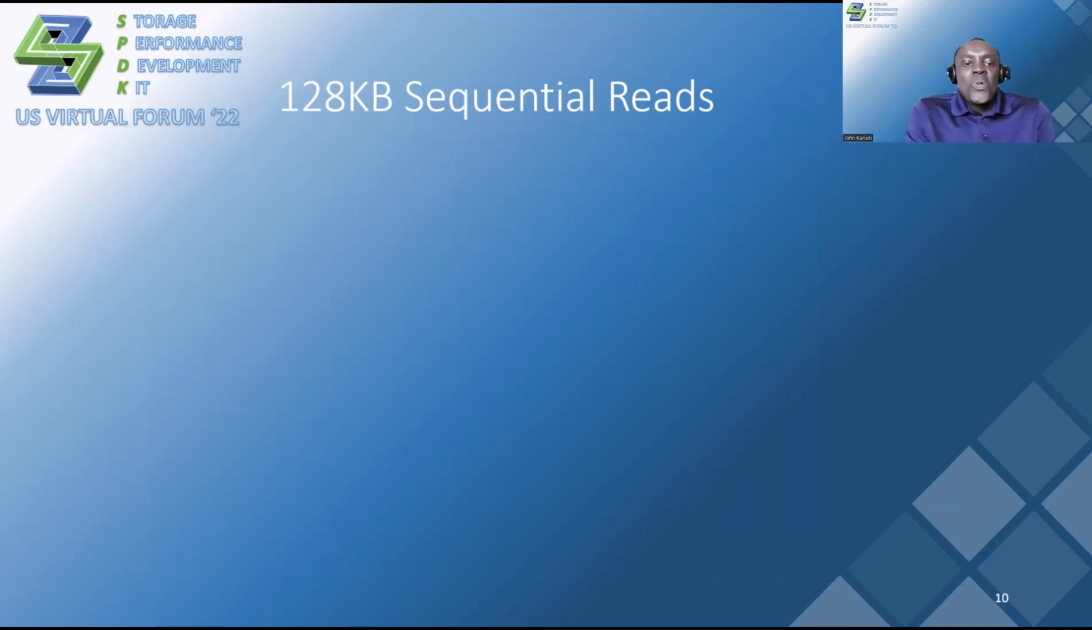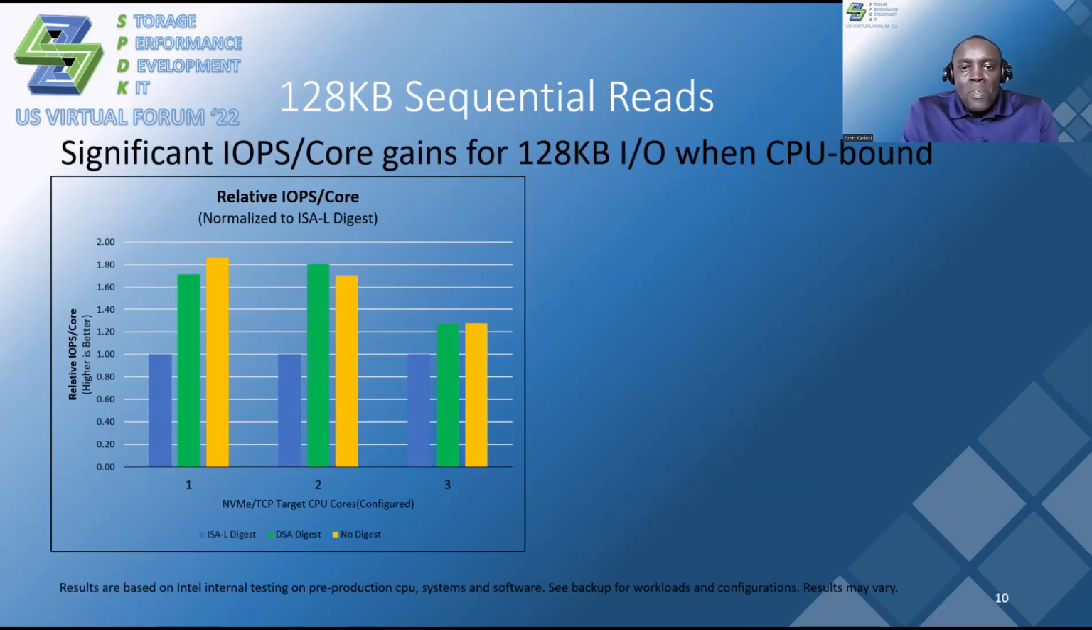So the next thing we're going to look at is the performance and efficiency of offloading that CRC32C computation to Intel DSA as we scale the number of CPU cores that are used by the target application until we saturated that 400 gigabit per second network.